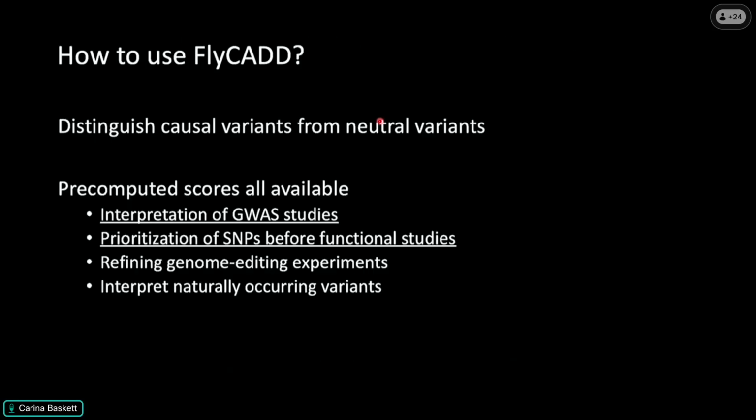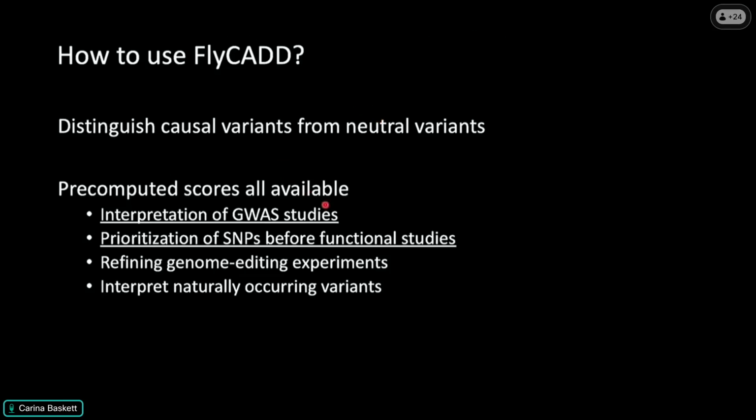So how to use it? What we anticipated, or what we wanted to use FlyCat for ourselves, was to distinguish causal variants from neutral variants. So we have lists of SNPs that are too big to all investigate. And can we somehow try to tease out which might be causal variants and which might be neutral variants.